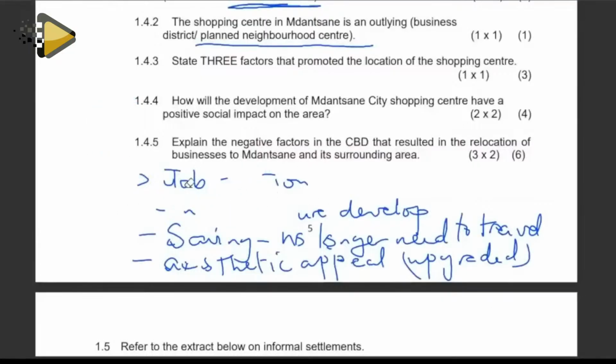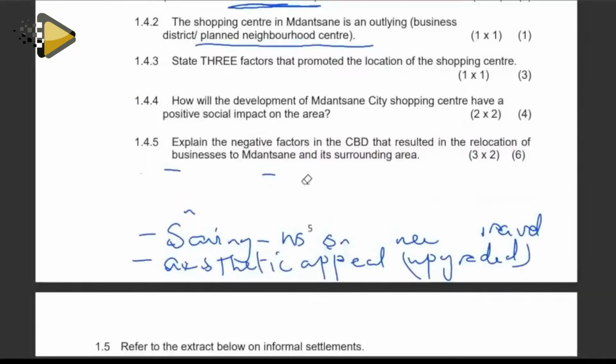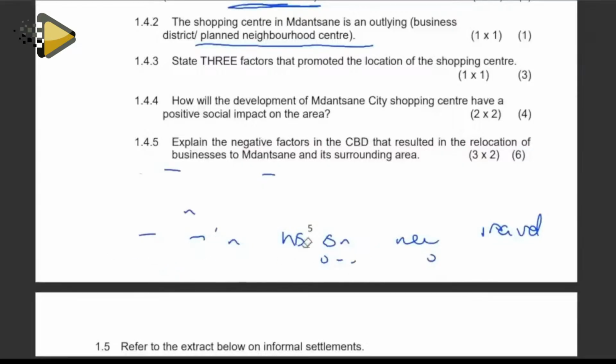Right, we move on to the next question, number 1.45. Explain the negative factors in the CBD that resulted in the relocation of businesses to Mdantsane and its surrounding area. We are looking at what we call the centrifugal factors: negative factors in the CBD that drive business out to Mdantsane and its surrounding areas. What we need to look at there are the negative implications of doing business in the CBD.